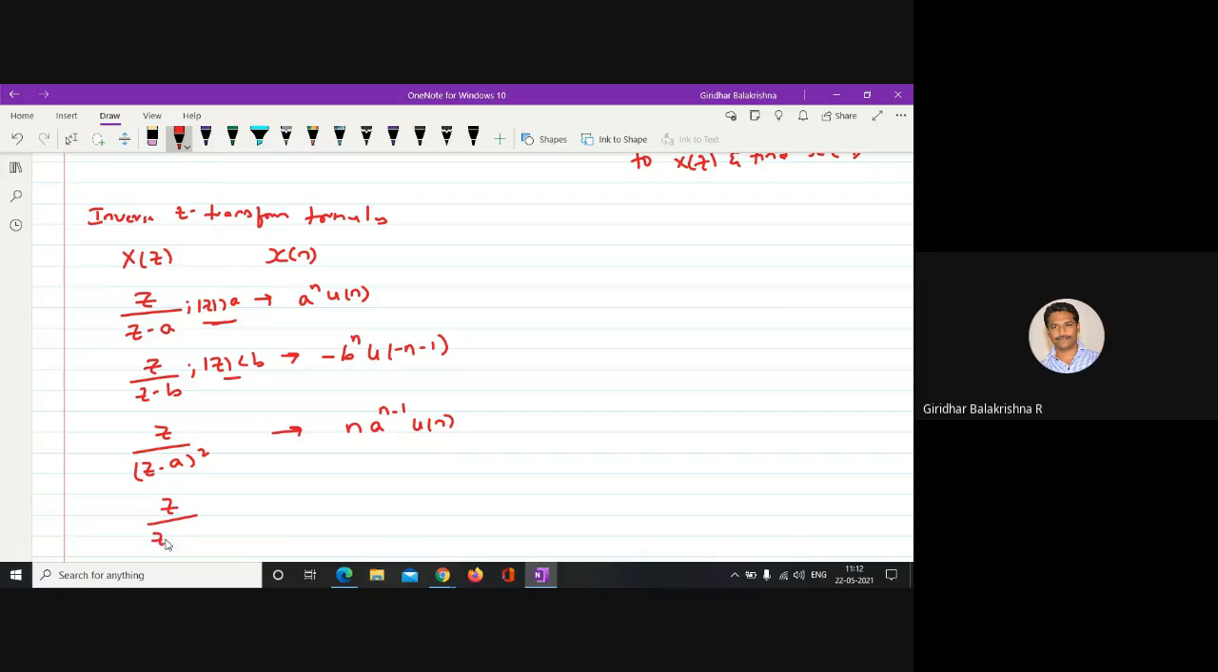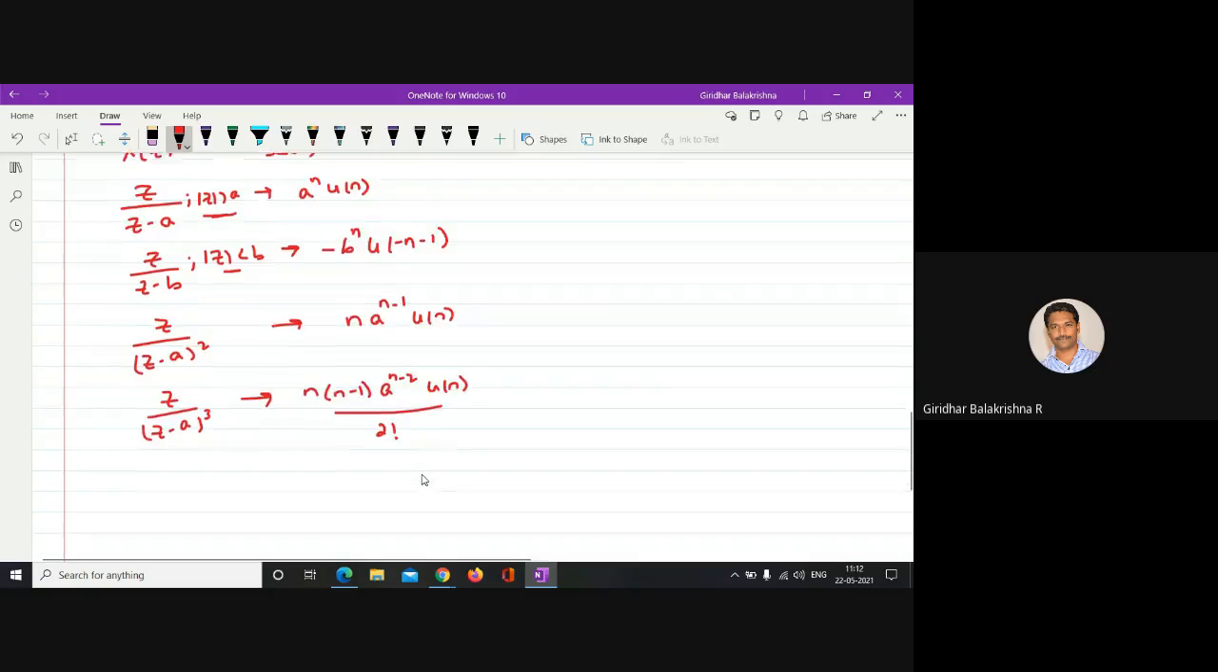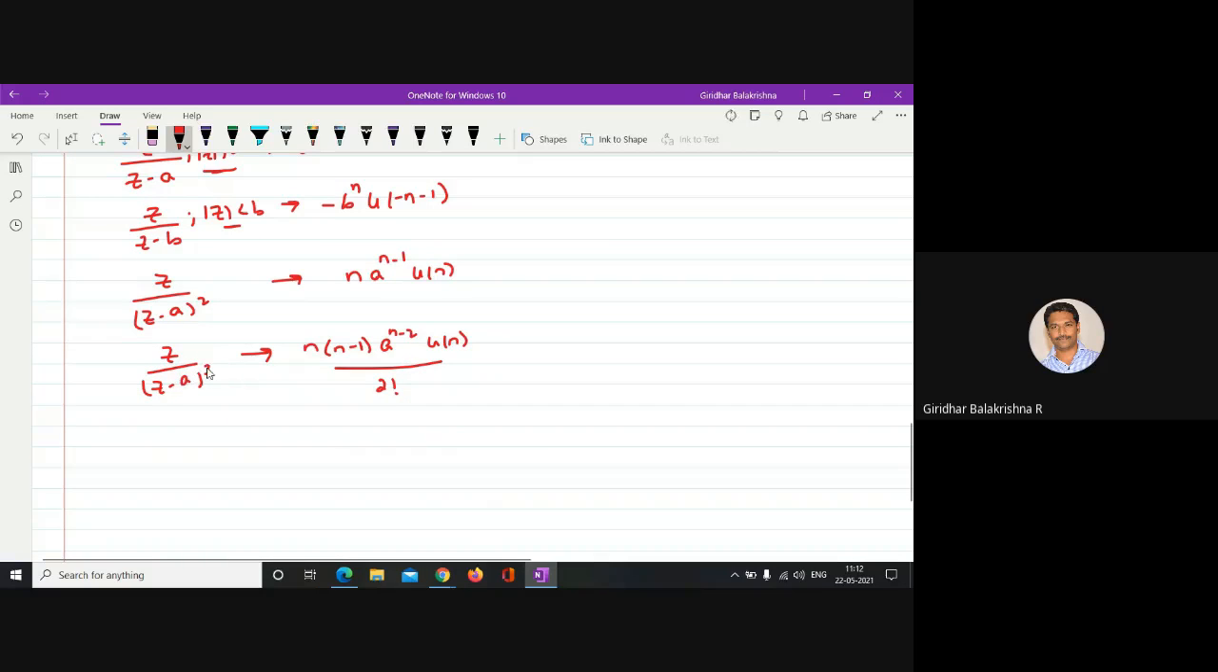For example, if there are three poles, z by z minus a whole cube, then its formula is n into n minus 1 into a power n minus 2 into u of n by 2 factorial. If three poles are repeating, the inverse z transform of z by z minus a whole cube is n into n minus 1 into a power n minus 2 into u of n by 2 factorial.